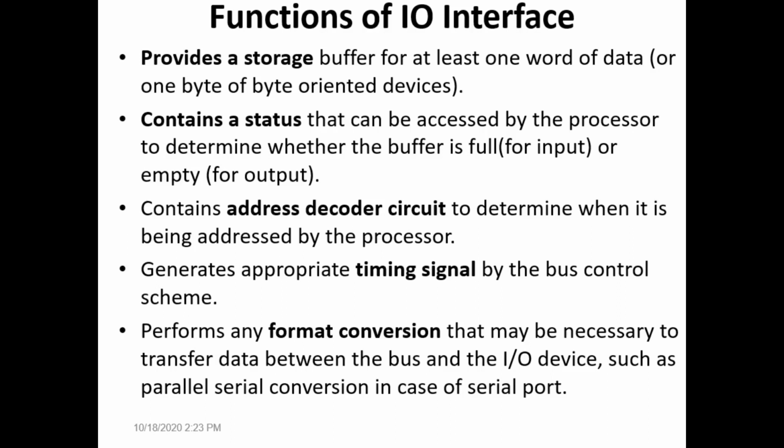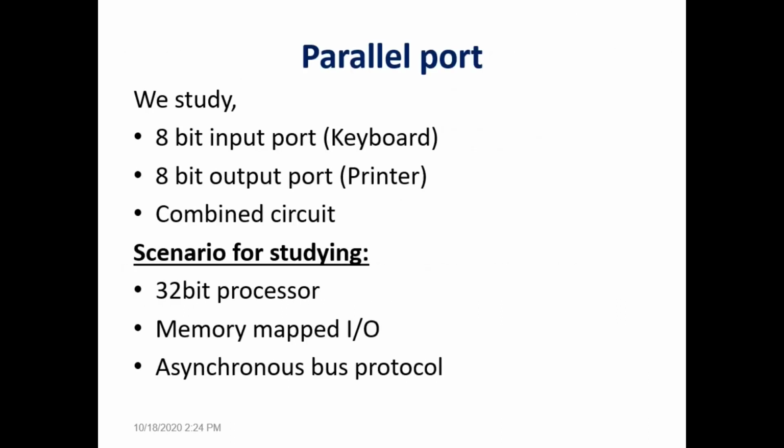As I told you earlier, there are two types of interface circuits. One is the interface circuit with a parallel port to communicate with the I/O device, and another type has a serial port to communicate with input output devices. So now we'll start with the interface circuit with the parallel port. Before starting how interface circuits with a parallel port work, we will consider some scenarios to give examples.